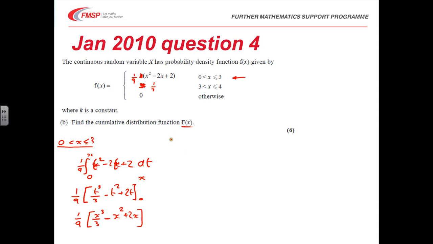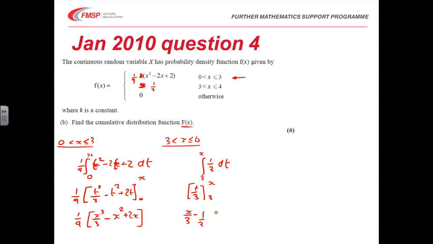So now I need to consider, well, what about between 3 and 4? Because that's going to be something slightly different. So again, between 3 and 4, this time I'm going to be integrating a third with respect to a variable, but we're going to be going from 3 to x this time. So when I do this integration, it's going to give me a third of t between 3 and x. So substituting this in is going to give me x on 3 minus 1 over 3, if I substitute everything in.